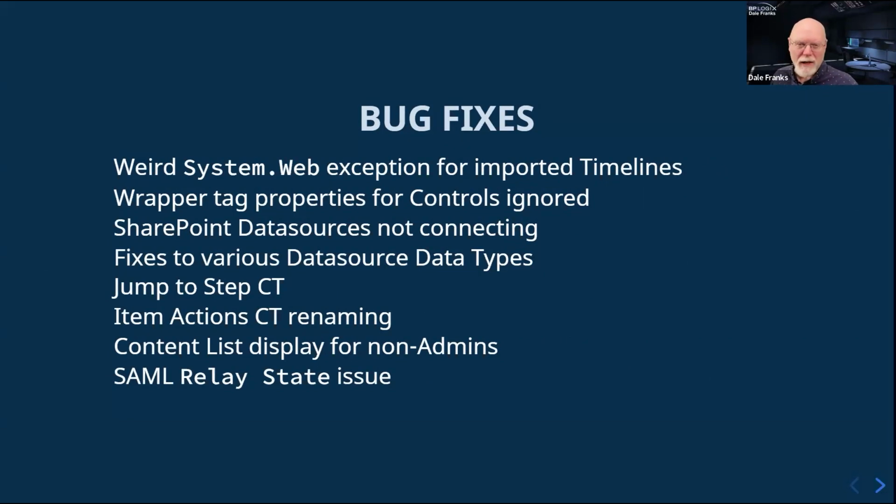I'm sure there's a technical explanation that I don't fully understand as to why it was happening, but fortunately, the engineering team knows why it was happening, and it's not going to happen anymore. It's not going to throw that system.web exception whenever you import a process timeline. The wrapper tag properties.